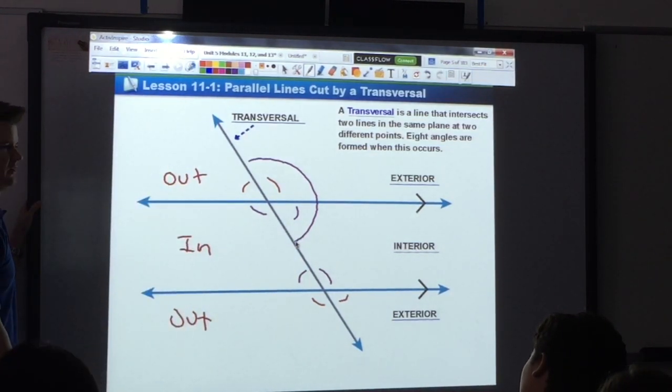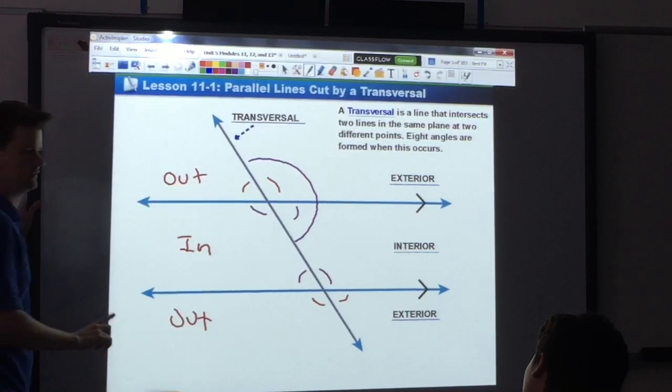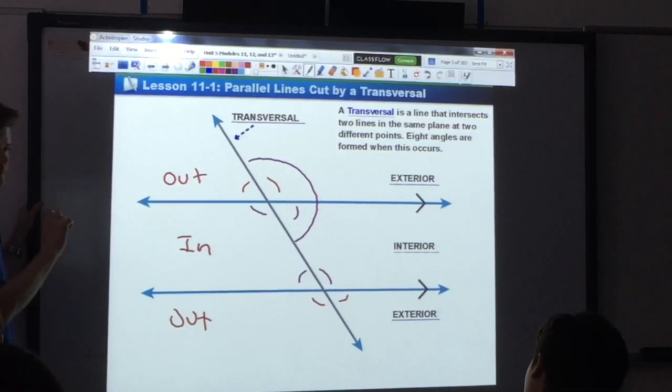We're going to go into a little more detail here and talk about what specific angles are for. Everyone have this? Yes, yes, yes, yes, no, maybe, kind of, sort of.